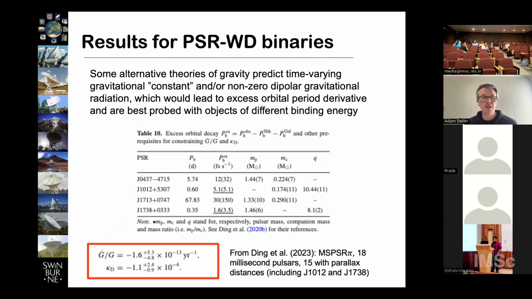So in that work, we looked at 18 millisecond pulsars with VLBI and got parallaxes for 15 of them. And two of them, the ones that are underlined here, are ones that are very useful for doing this kind of test for the time variation of the gravitational constant G, or the coupling, the dipolar gravitational wave emission strength that you would get in some of these alternate theories of gravity.